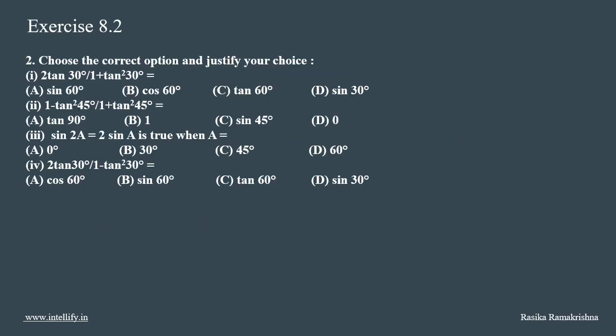Exercise 8.2, question number 2. Choose the correct option and justify your choice. Alright, so here we have a question with 4 subdivisions and each subdivision is a multiple choice question. So we have a question and 4 options which we've got to choose from. So let's look at each subdivision as and when we encounter them.